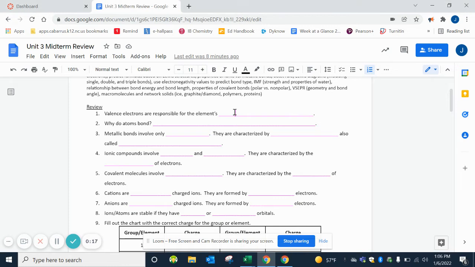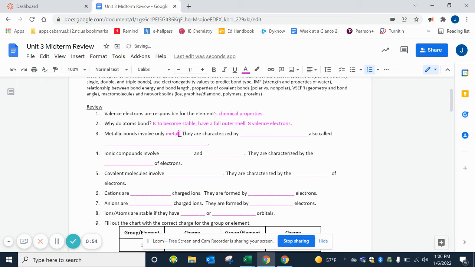Valence electrons are responsible for the element's chemical properties. All right, so they're responsible for how the atom interacts chemically, why they bond with certain elements, why they don't bond with others. Why elements bond is to become stable, have a full outer shell, which for most of them means 8 valence electrons. Remember, hydrogen, though, only needs 2 valence electrons.